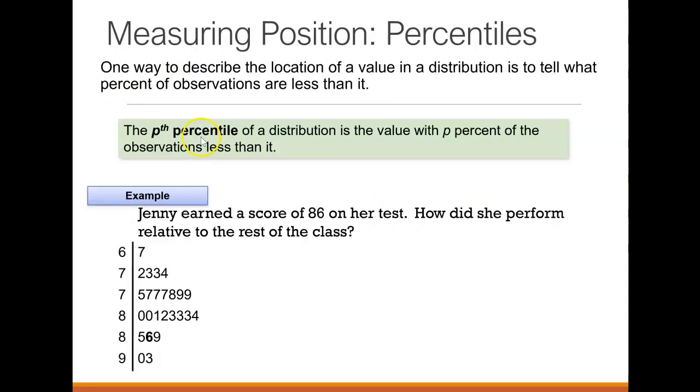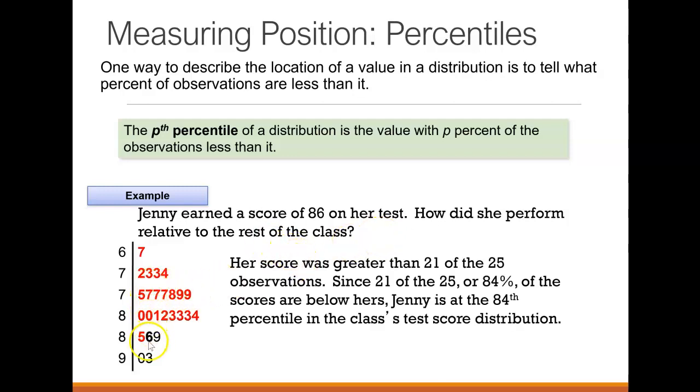So the Pth percentile, remember this from first semester. It says Jenny earned an 86 on her test. How did she perform relative to the rest of the class? Oftentimes we'll discuss this in terms of a percentile. Remember, there is no 100th percentile. So 86 was bigger than 21 out of the 25 scores, and if I convert that to a percentage, that's 84%, 21 out of 25. So she was in the 84th percentile. Everybody's okay with that? Remember that from first semester?